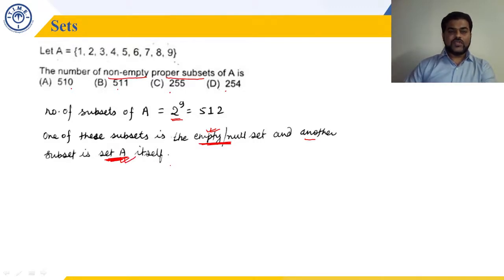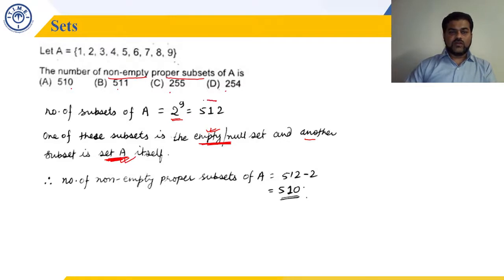So what is the answer? Out of the total number of subsets, the null set is subtracted and the set A itself is subtracted. So two sets we have to subtract. So the answer will be 512 minus 2, which is 510. Correct answer is 510. I hope this is clear. Let's move on to the second example.